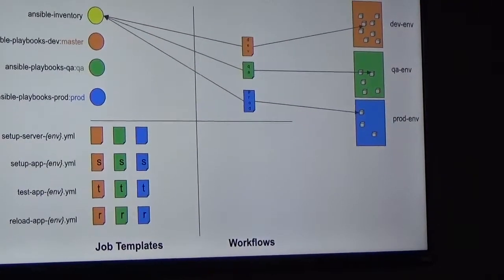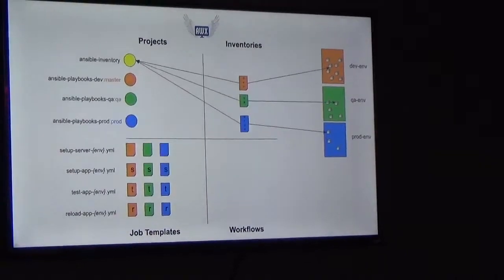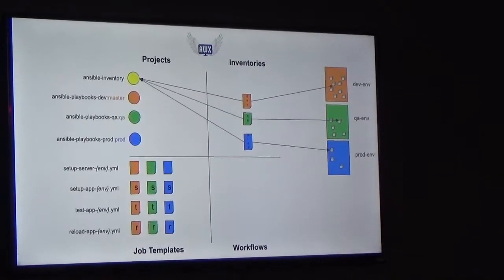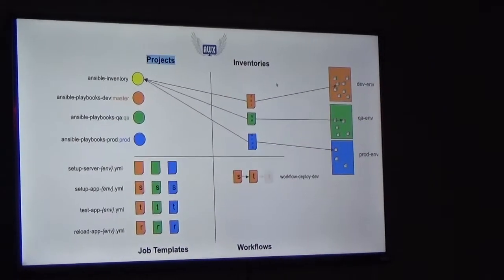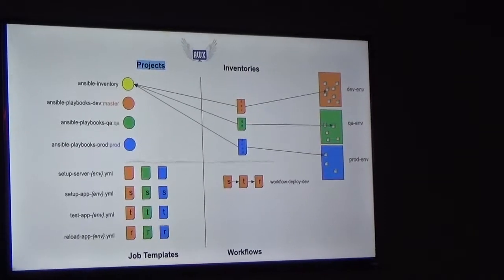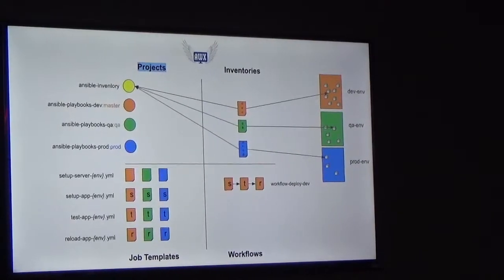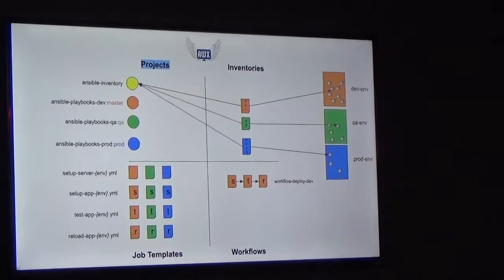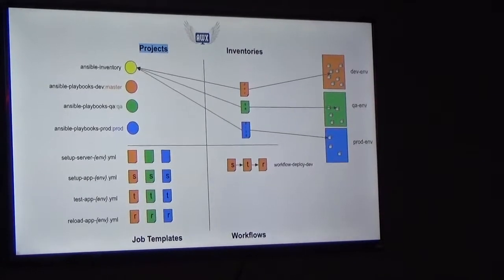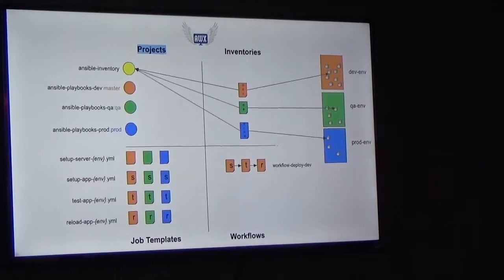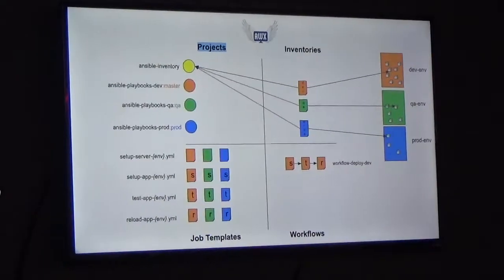And then workflows. So what are workflows in AWX? Workflows are basically just stringing together job templates or playbooks. The cool thing that you can do is say, for example, in the dev environment, I want the application to get set up if it's not set up already. I want the application to get tested. And depending on the result of that job template, if this job template succeeds, then go on to the next step, which would be to reload the application. If the job template fails, I can trigger some different action, maybe a different playbook that emails me or rejects the commit, and you can automate whatever you want to do.